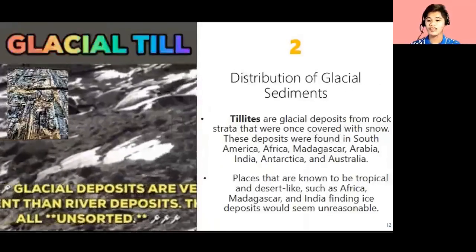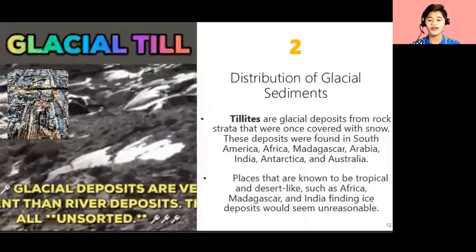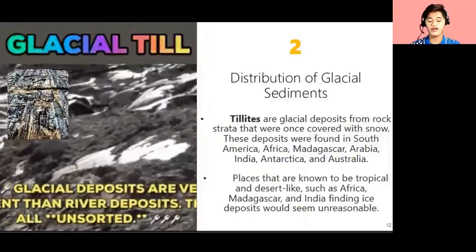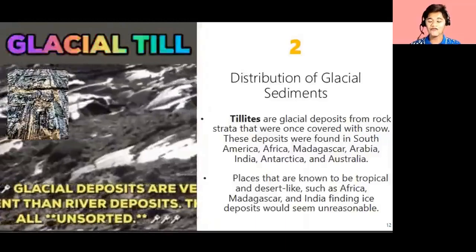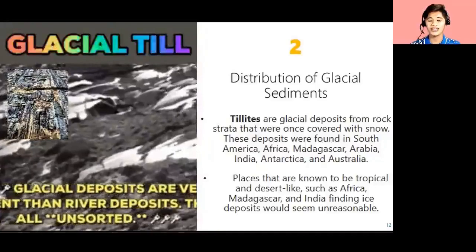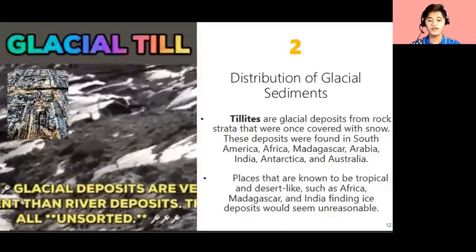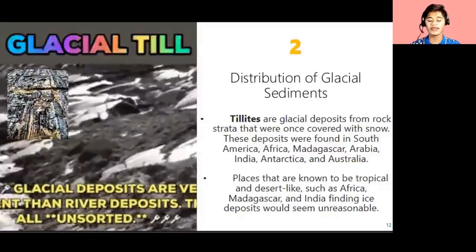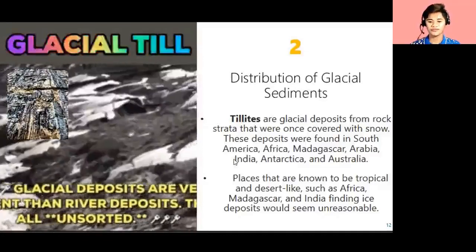Glacial sediments or glacial deposits, for example, the tillites, as you can see on the upper left corner, are from rock strata that were once covered with snow. These deposits were found in South America, Africa, Madagascar, Arabia, India, Antarctica, and Australia. Note that these places are known to be tropical and desert-like, such as Africa, Madagascar, and India. Finding ice deposits would seem unreasonable, yet current tropical regions were once near the South Pole.